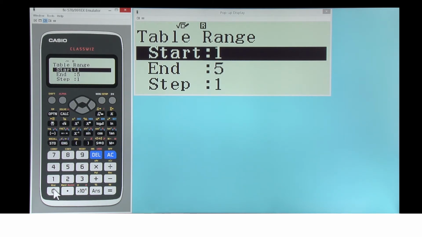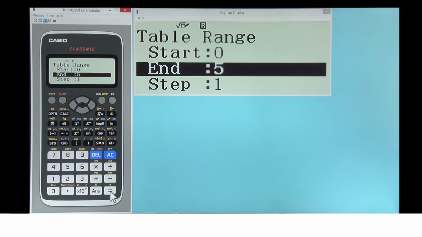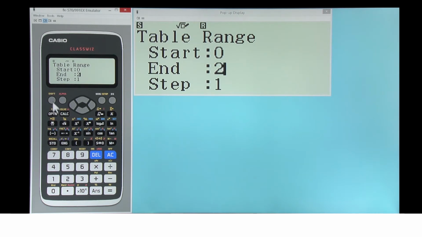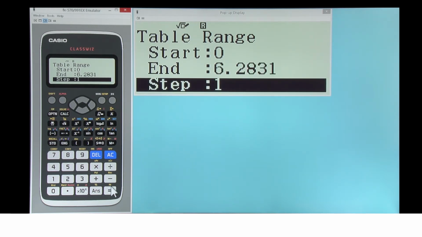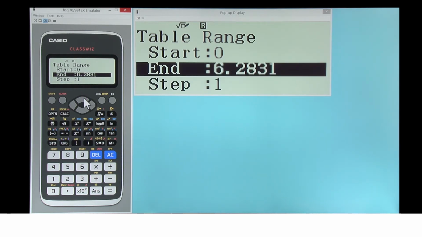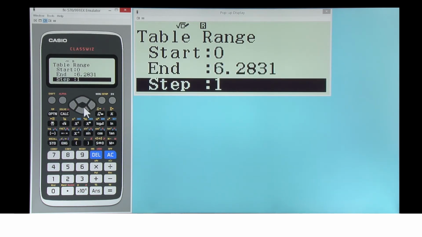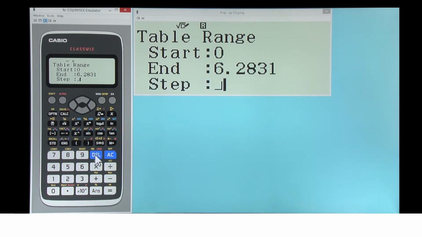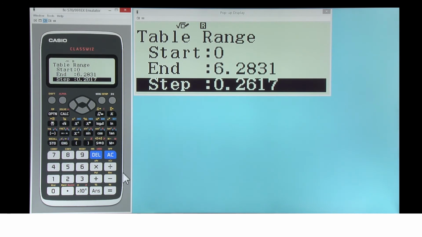We'll choose different values for the variable, because now we have radians, maybe from 0 to 2 pi. And notice the ClassWiz turns 2 pi into a numerical value, and we'll choose a ratio like pi over 12 as the unit, pi divided by 12, and again it turns it into a decimal.